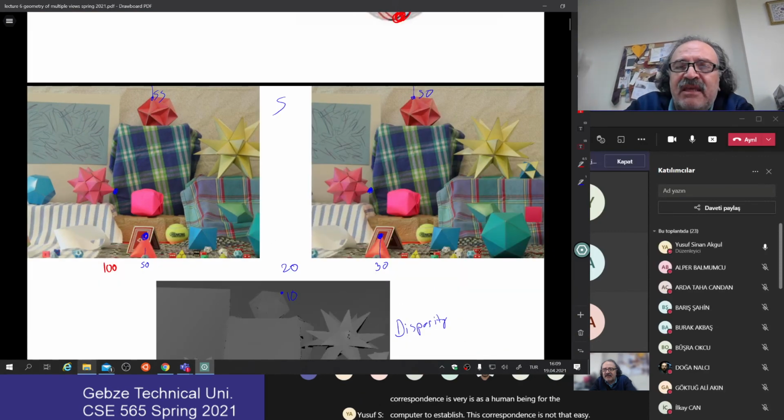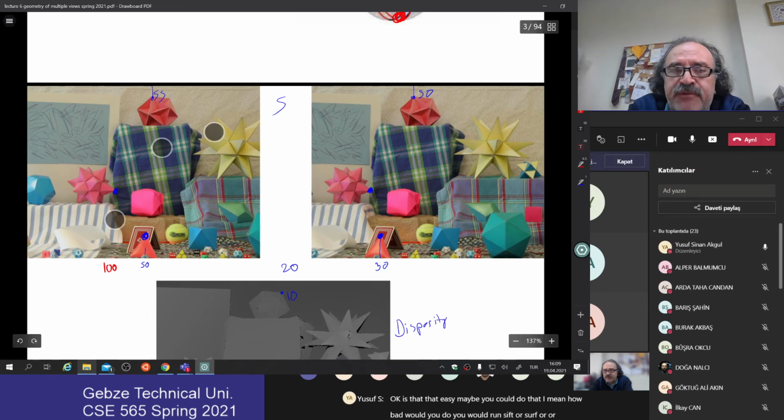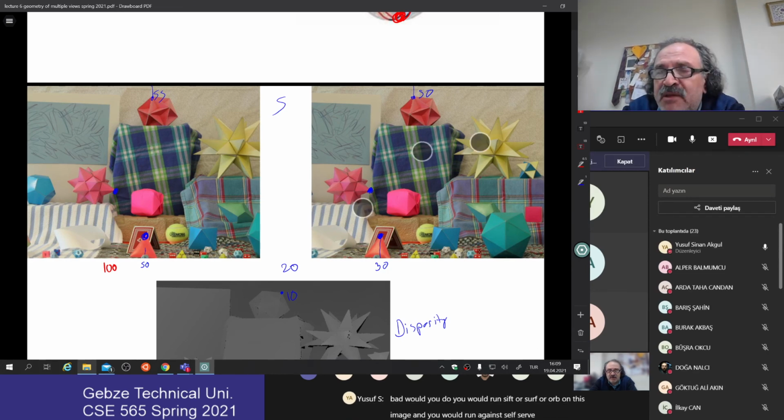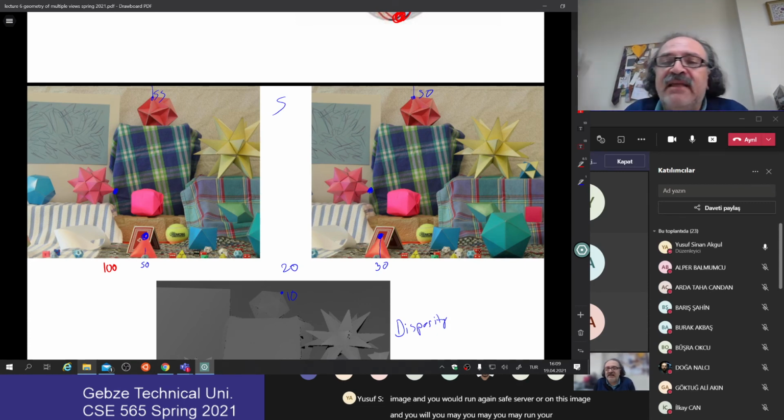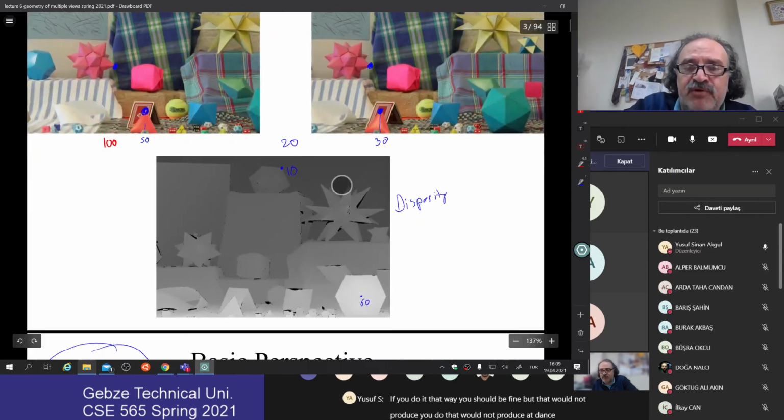You would run SIFT or SURF or ORB on this image, and you would run again SIFT, SURF, or ORB on this image, and you may run your FLANN or the brute force correspondence establishers, right? And if you do it that way, you should be fine. But that would not produce a dense disparity map for you, right?